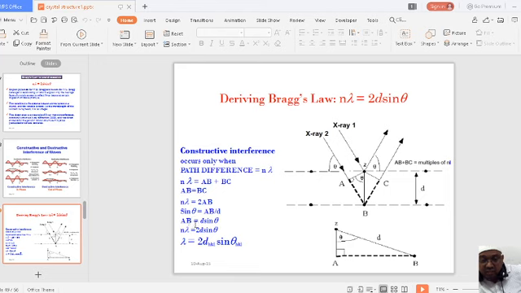So what is the AB value you got from the geometrical figure? AB is nothing but D sin theta. So what can I write here? 2AB is nothing but n lambda, so n lambda is equal to 2D sin theta. What does n indicate here? For one atomic plane, n is equal to 1. So here lambda is equal to 2D sin theta.